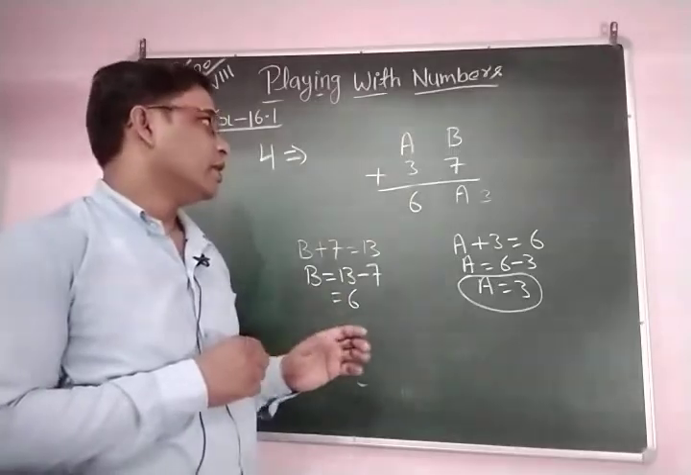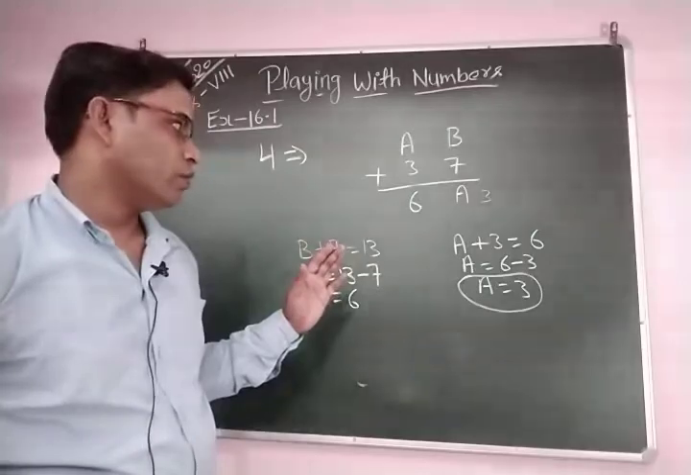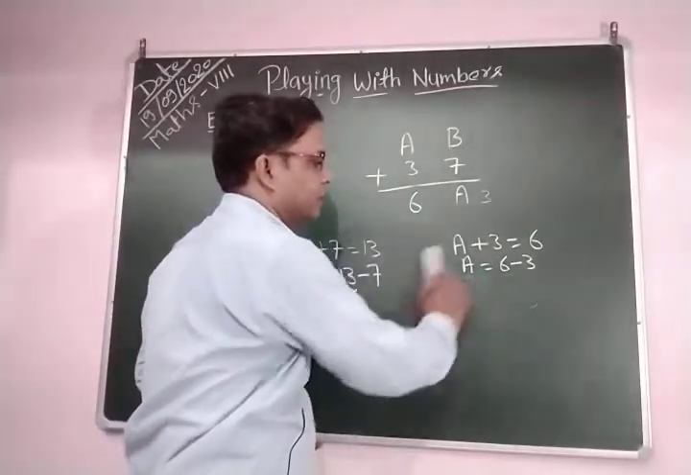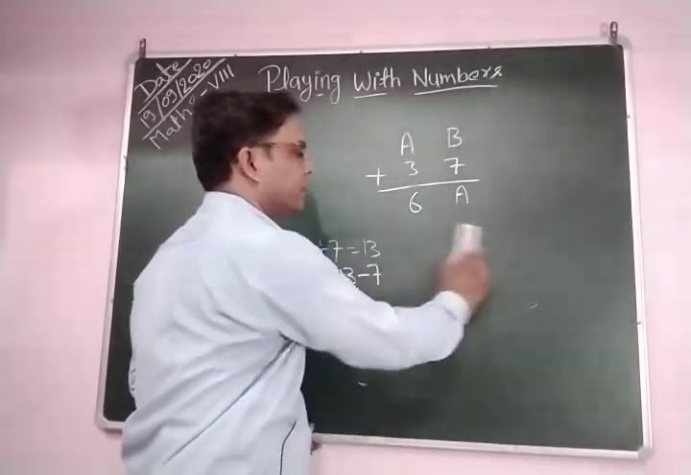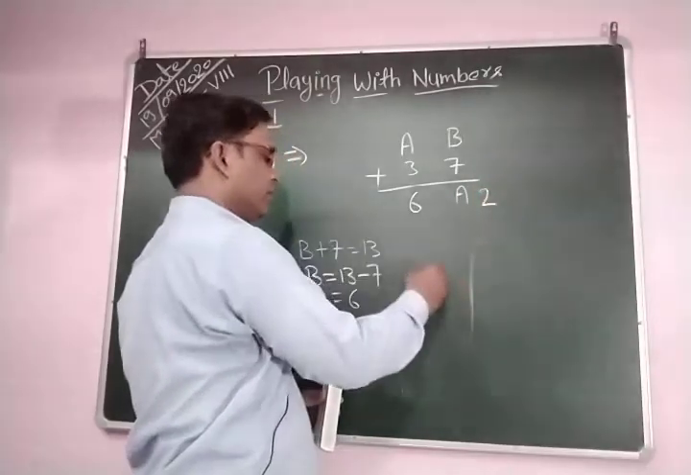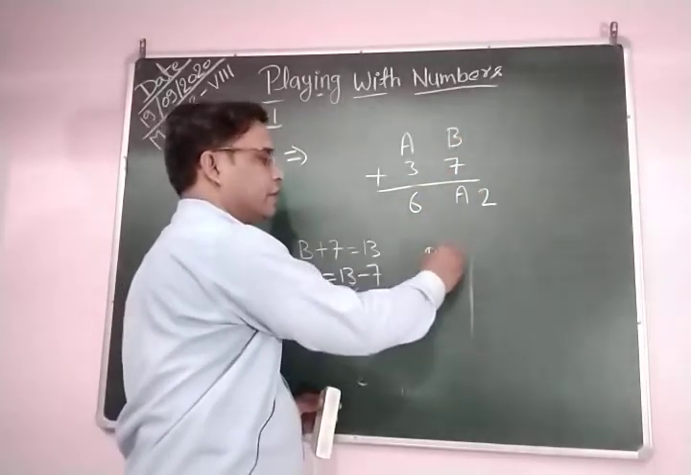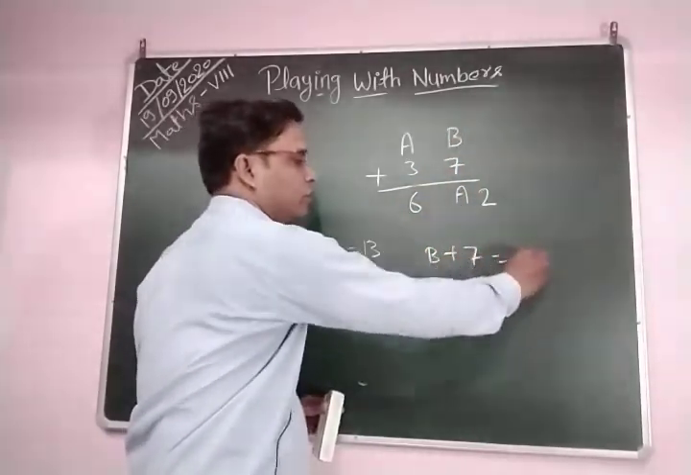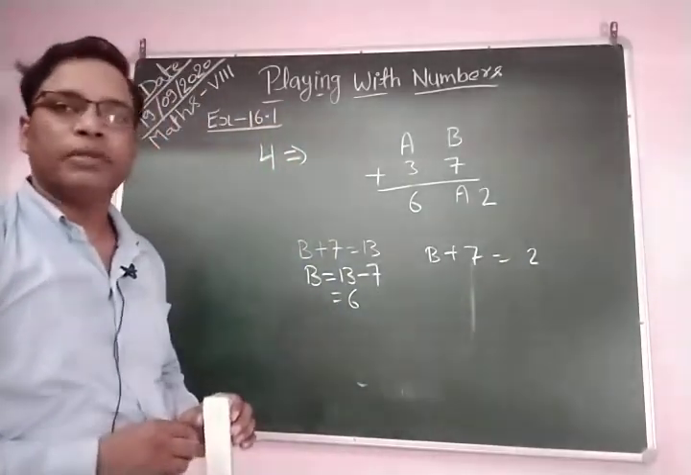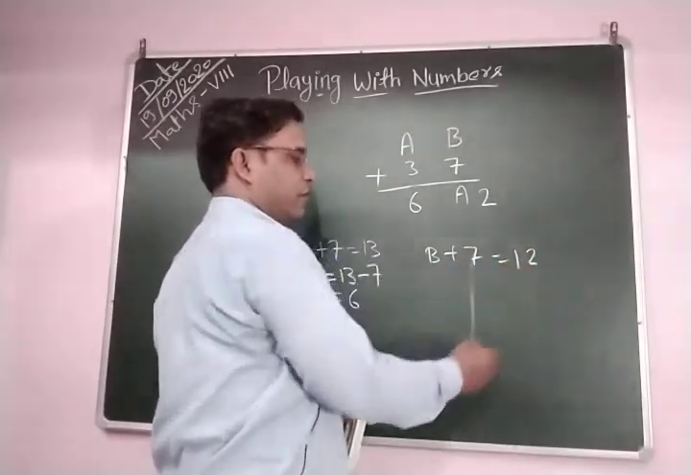The tens place is not satisfied by the value of A. So for this we take the value of A as 2. So you can write here that the value of A is not 3. So what is the value of A? The value of A is 2. So here, B plus 7 is equal to 2, is it possible? No, this is not possible. So what is this? B plus 7 is equal to 12.